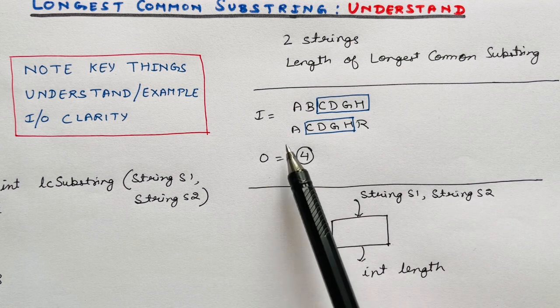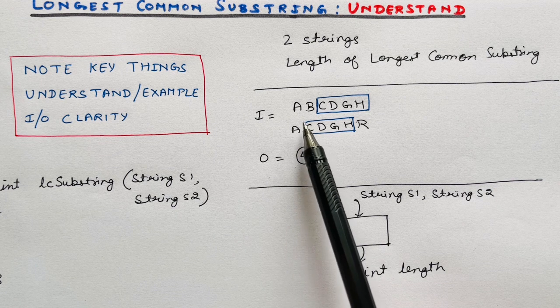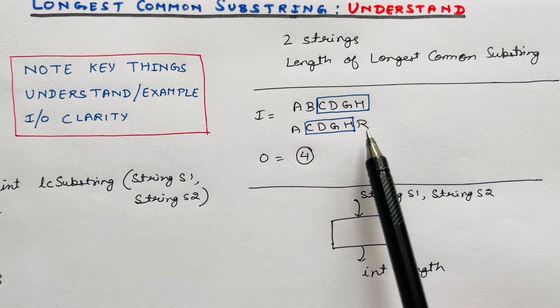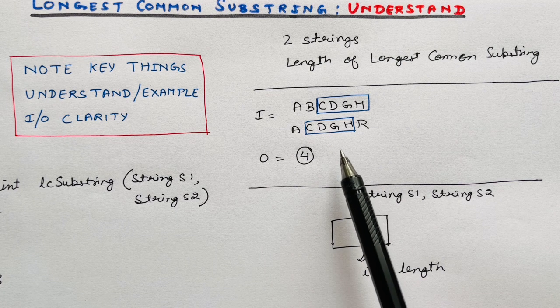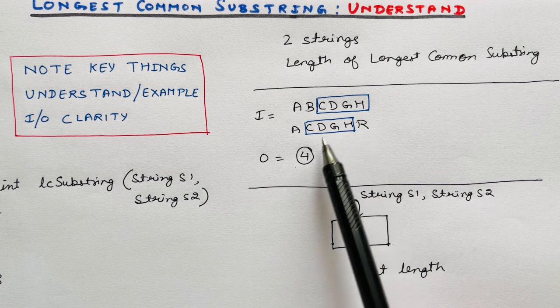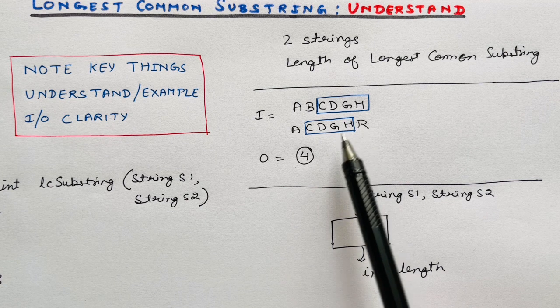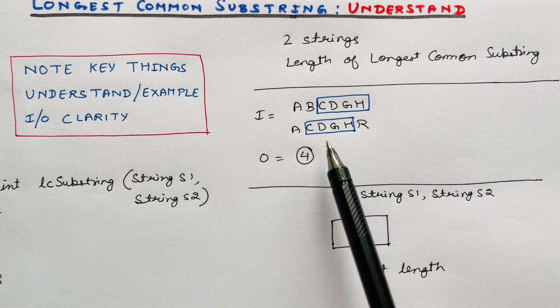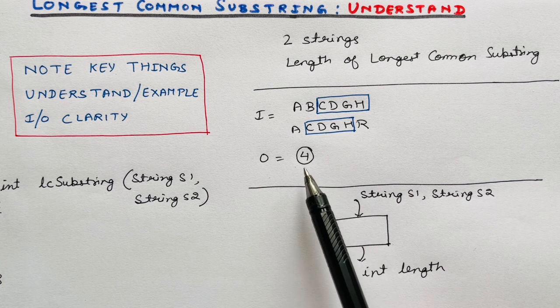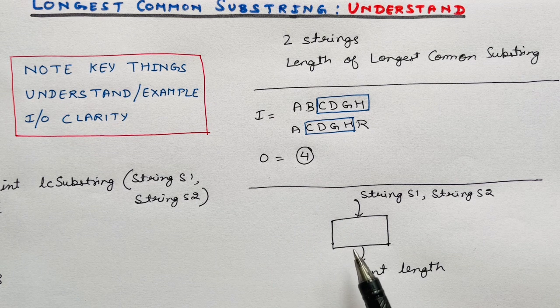So let us consider this example. We are given two strings A, B, C, D, G, H and A, C, D, G, H, R. In these strings, C, D, G, H is common to both the strings and this is the longest common substring here. So our answer that we will return is 4. If we consider our solution as a black box, we are getting two strings as input and we are returning a length as output.